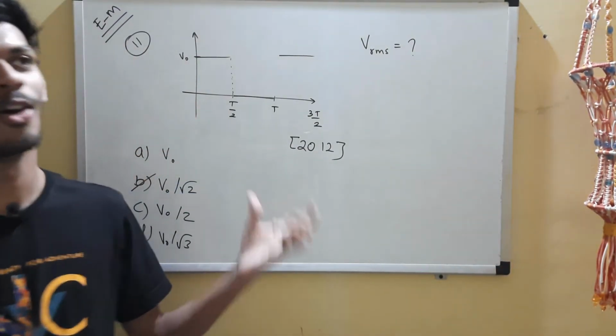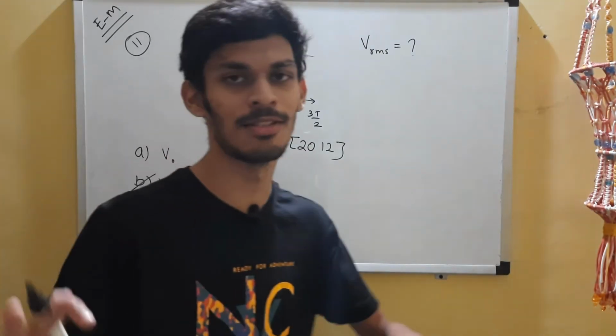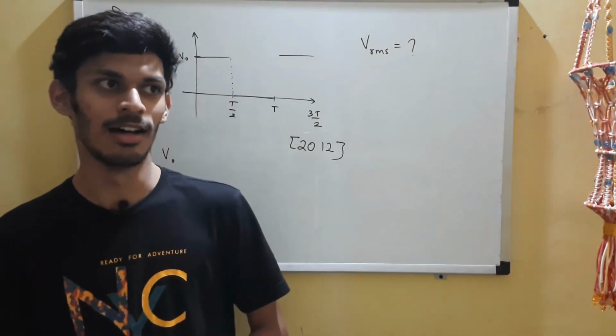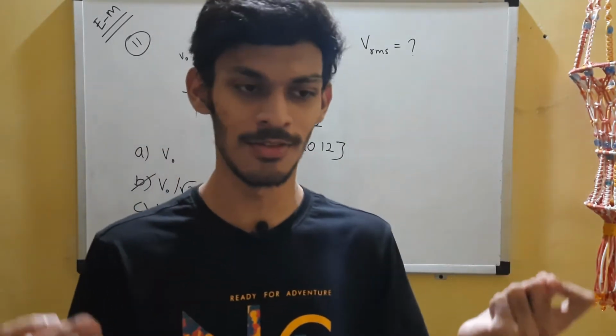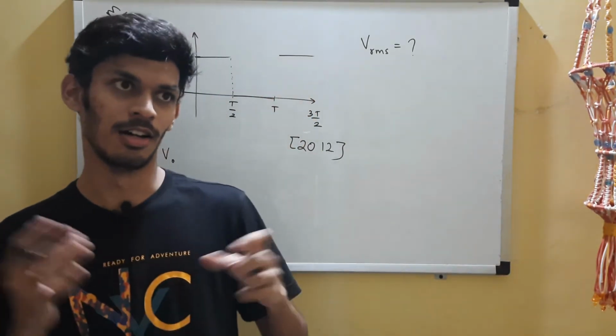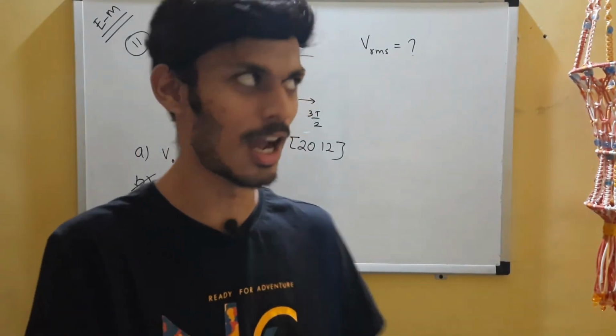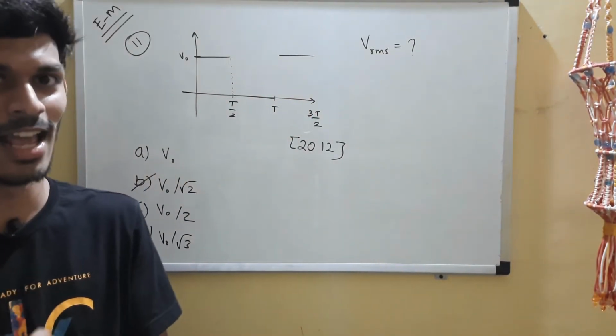It's not always V naught by root 2. I'll say RMS value is not always V naught by root 2. There is a concept behind it. For sinusoidal waves, waves like I naught sin omega t, it is I naught by root 2. For others it can be different as well.